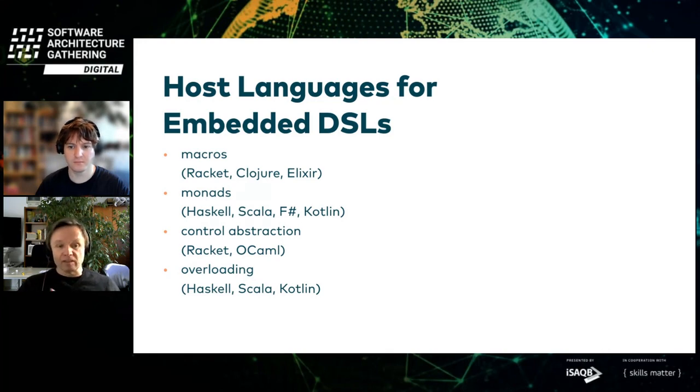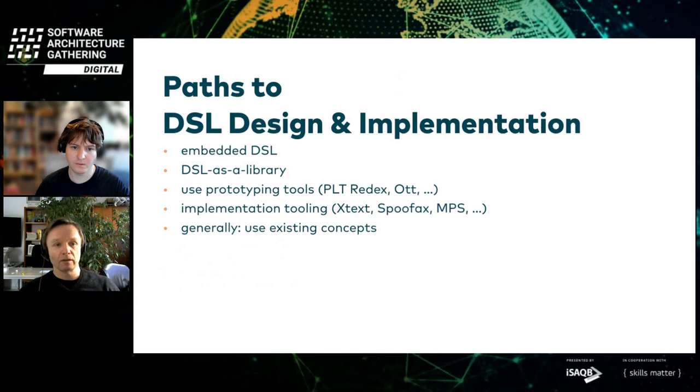And also, if you have flexible overloading, that helps you create the semblance of designing your own syntax, even though it's really embedded in the syntax of your host language. And Haskell and Scala and Kotlin are notable examples that let you do this. So when you're doing DSL design and implementation, really there are different paths to take, and you don't have to start by doing your own full-on DSL. So you can really just start with an embedded DSL. You can start very small by defining an individual macro or defining a new monad. You can put that in a library, experiment with it. There's also complementary to that, there's also some prototyping tools.